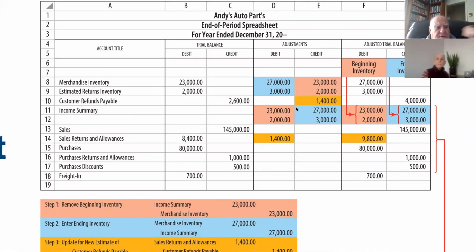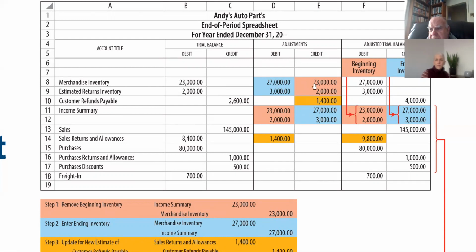Okay, so the main thing we're worried about here is, like I said, where you see the estimated returns and the refunds payable, we're not going to worry about that. Here is our unadjusted trial balance. Here is the pair of journal entries to adjust it.